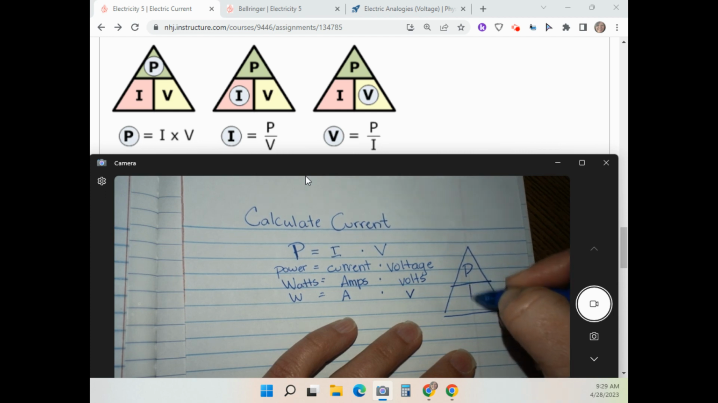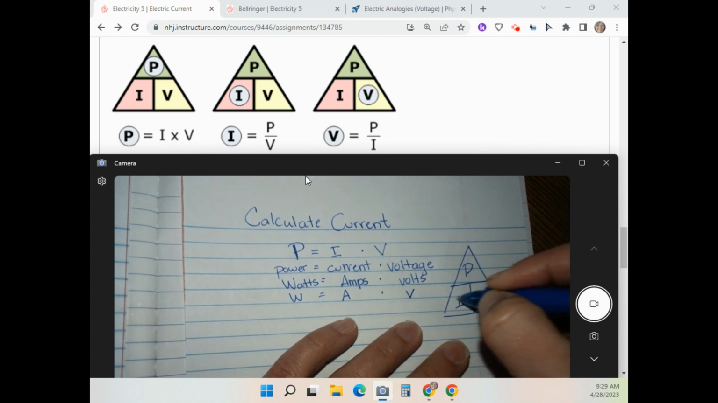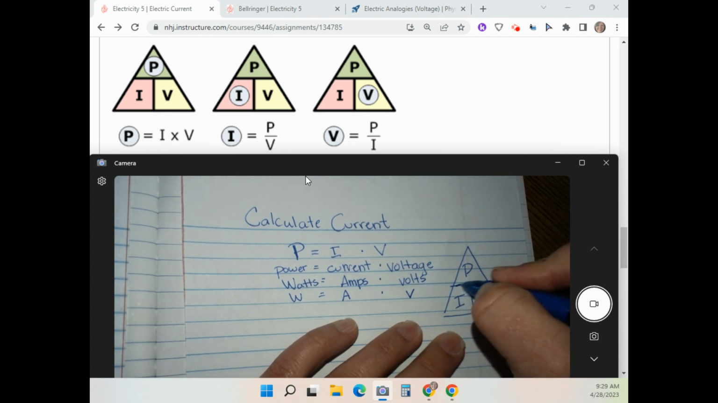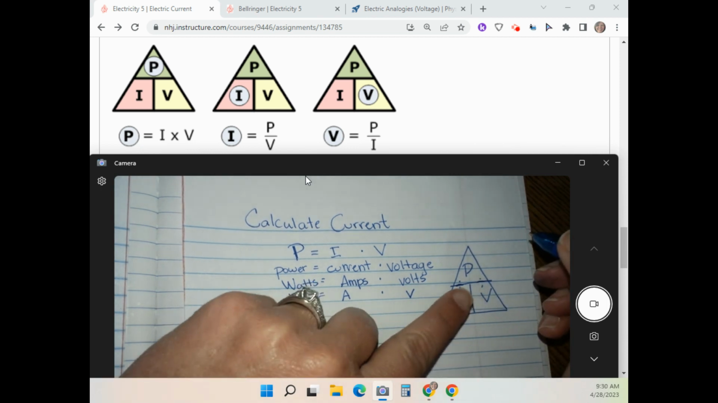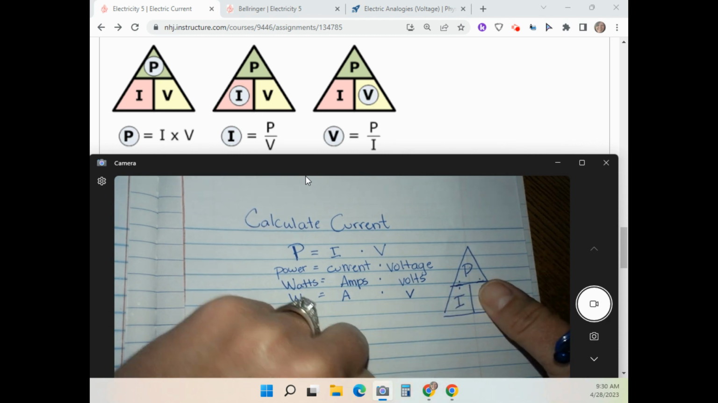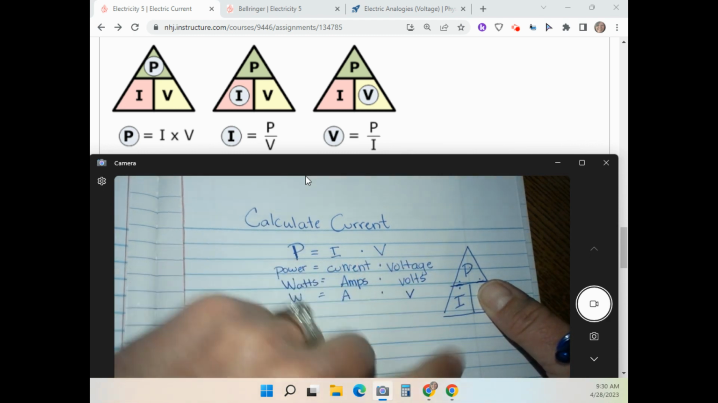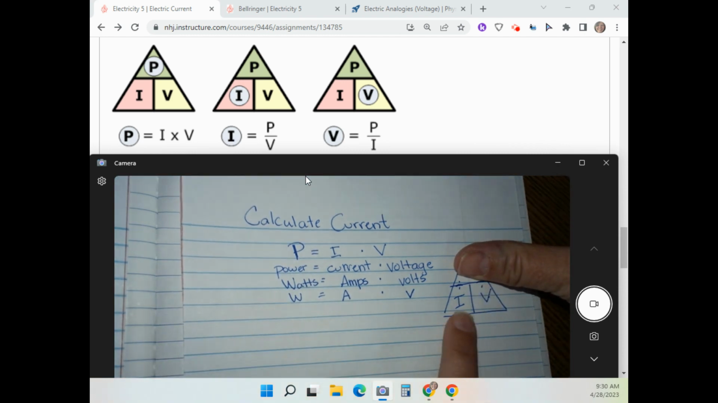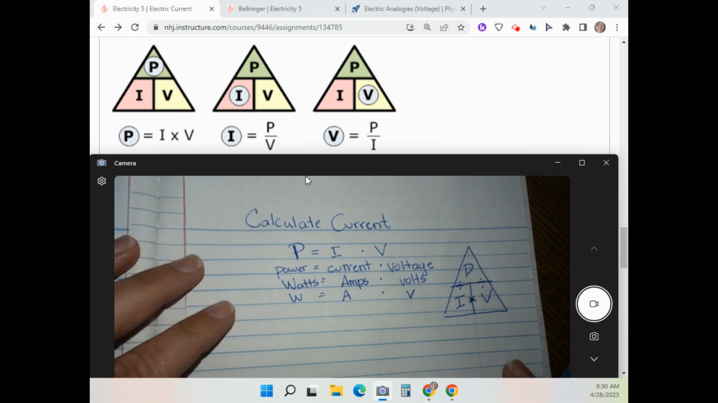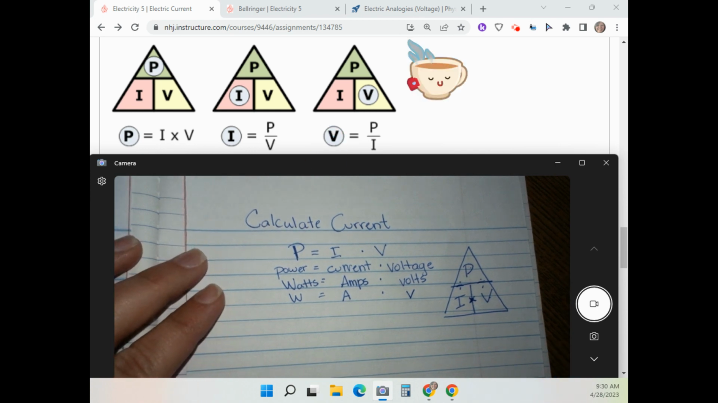Power is on the top. Current and volts is over here. So just for clarity, we can go ahead and write down our division. If we need to know current, it's going to be power divided by voltage. If we need to know voltage, it's going to be power divided by current. And then, of course, if we need to know power, it is current times voltage.